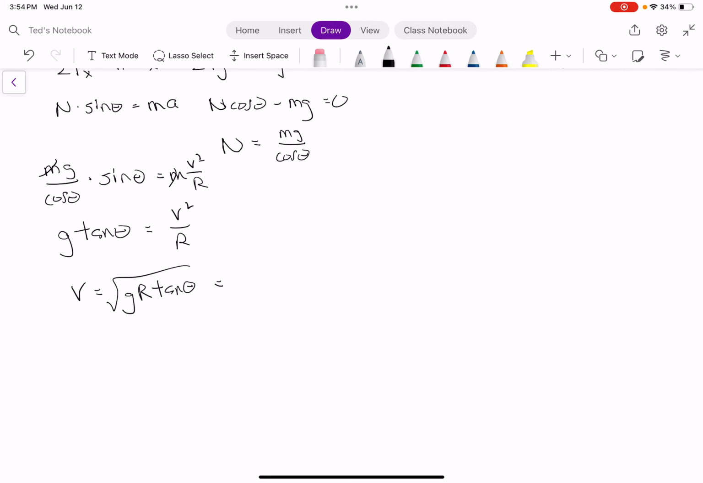Having a little bit of a challenge typing this into my calculator. Now I'm taking the square root of 9.81 times 50 times the tangent of 20 degrees, and I get 13.36 meters per second.